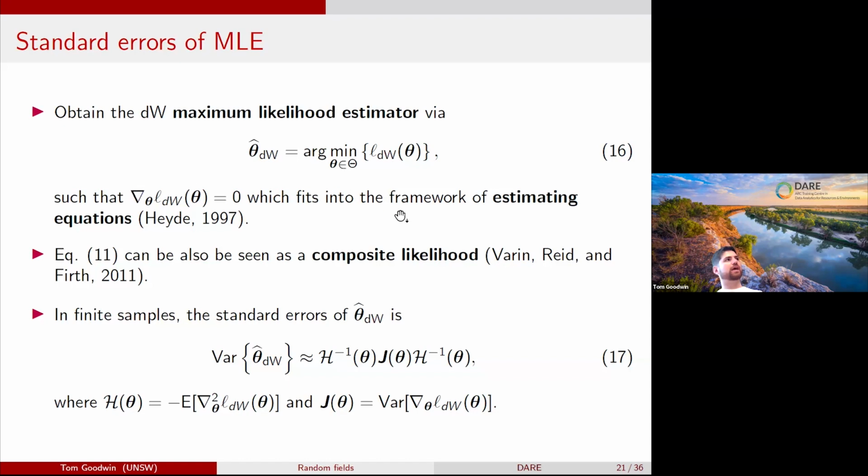And it turns out that the debiased Whittle is in the framework of these estimating equations, i.e. it's a composite likelihood. If you've done any of that stuff, you would know that the composite likelihood is a misspecified model, but it has nice properties for its MLE. And in finite samples, the variance of the maximum likelihood estimate of the debiased Whittle is in the form of this sandwich estimator.